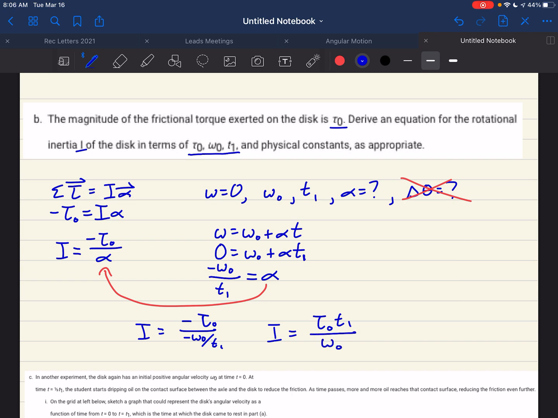omega naught. And that looks a little bit weird, but I think that what we could do is actually check the units just to make sure that what we're getting makes sense. So, actually, no, I don't want to do that. I don't think it's worth the time. Okay, so there we go.